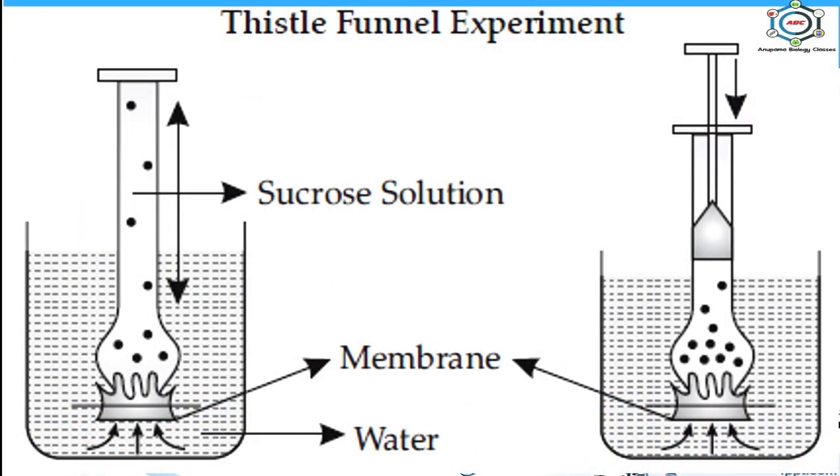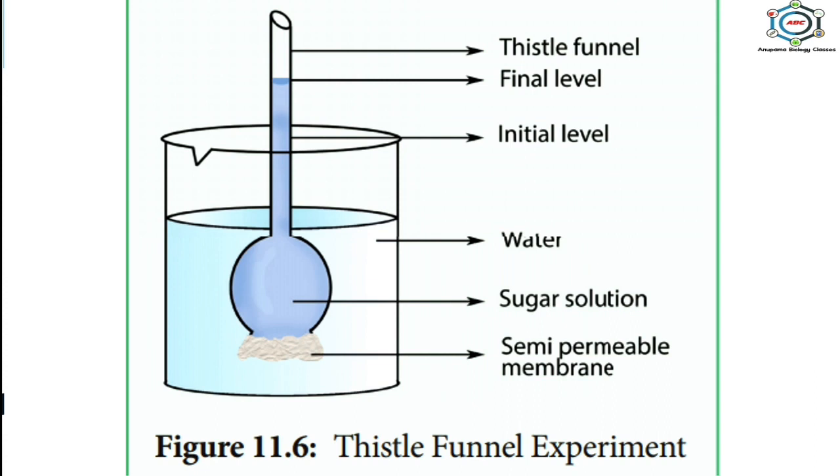So, if you see the observation and conclusions, the level of solution in the vertical tube starts rising. This shows that the water molecules enter into the Thistle funnel through the goat's bladder. This experiment demonstrates the osmotic movement of water, that is osmosis. So if we explain the Thistle funnel method, the goat's bladder membrane acts as a semi-permeable membrane. Osmosis is the phenomenon where the water molecules move from pure water to the higher concentration of solution when the two are separated by means of a semi-permeable membrane.